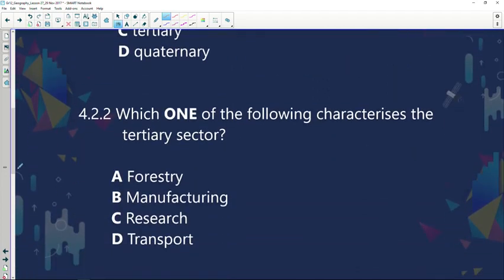Which one of the following characteristics is a tertiary sector? Now, tertiary is providing a service. Forestry is a primary activity. Manufacturing is a secondary activity. Research is a quaternary activity. So a service that's being provided, transport of goods. So D will be your correct answer.